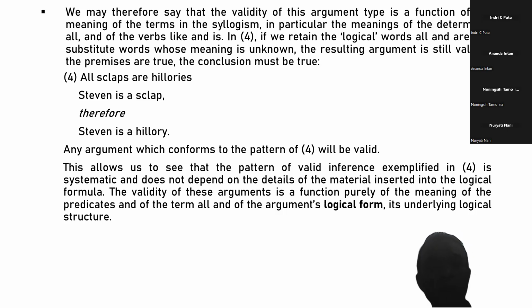Okay, do you get the point of this one? From the fourth example, by using the premises and then the conclusion in the syllogism concept. In short, syllogism itself is the way of making the material inserted into the formula become a logical formula or logical form.